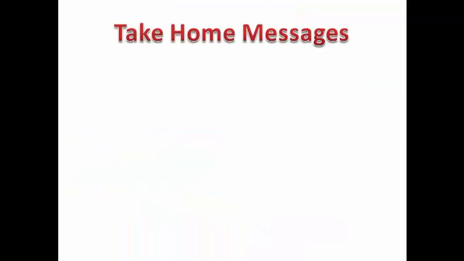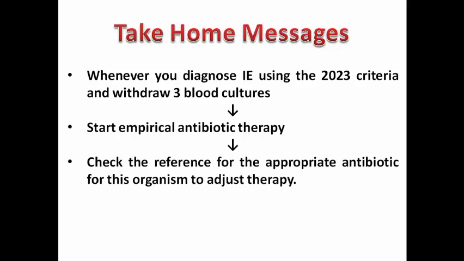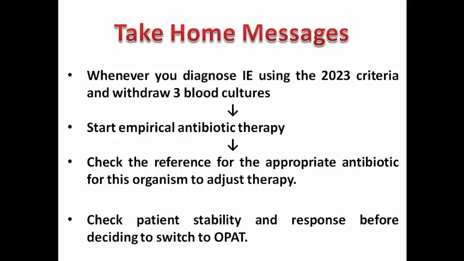So we have reached the end of this long, exhausting video. Our take-home message: whenever you diagnose infective endocarditis using the Duke criteria and withdraw 3 blood cultures, start your empirical antibiotic therapy, and when the results of the cultures appear, check the reference of the full text for the specific antibiotics for this organism to adjust your therapy. And check patient stability after the initial phase to see whether the patient can be switched to outpatient parenteral or oral antibiotic therapy, or should continue treatment in the hospital.